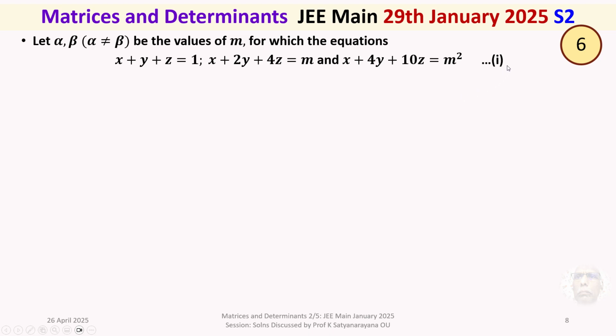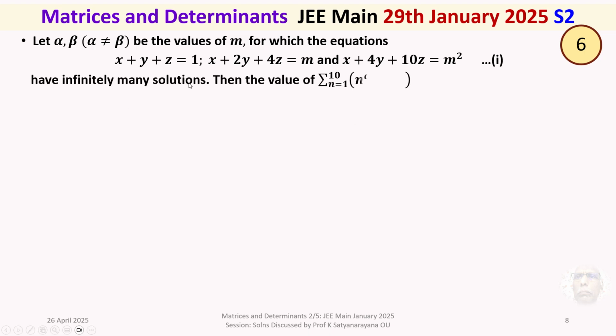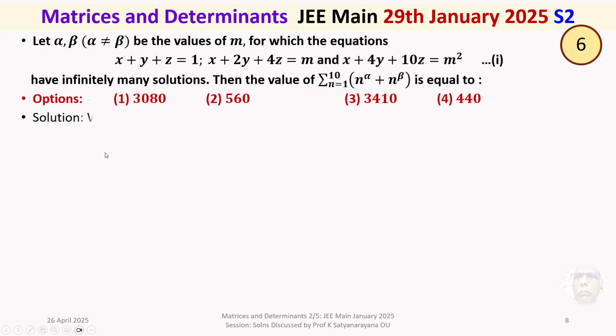Call this as a system of linear equations. Call this equation as 1. These equations have infinitely many solutions. Then the value of sigma n is equal to 1 to 10 in brackets n to the power of alpha plus n to the power of beta is equal to. So first of all, we take the system of equations 1, and find out those values of m for which this system has infinitely many solutions. We are given 4 options. Let's now discuss the solution of the problem.